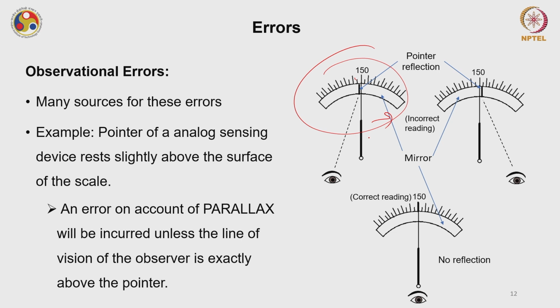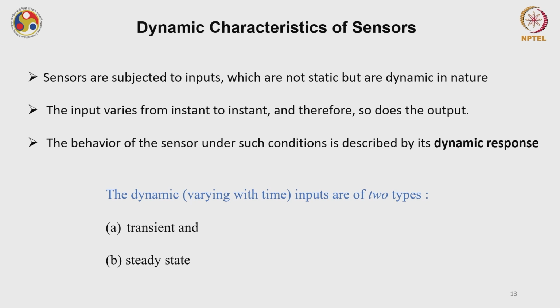Now, say someone wants to read this device. This scale can be seen a little towards the right when you are seeing from this direction. If you are seeing from this direction, it will look like it is a little bit to the left of this 150 mark. However, when there is no reflection, it will look like it is exactly on 150, and this is known as parallax. Again, you should observe it correctly. This comes due to observation, and these are categorized under observational errors. So with this, we have an understanding of different errors as well as different sources of errors.